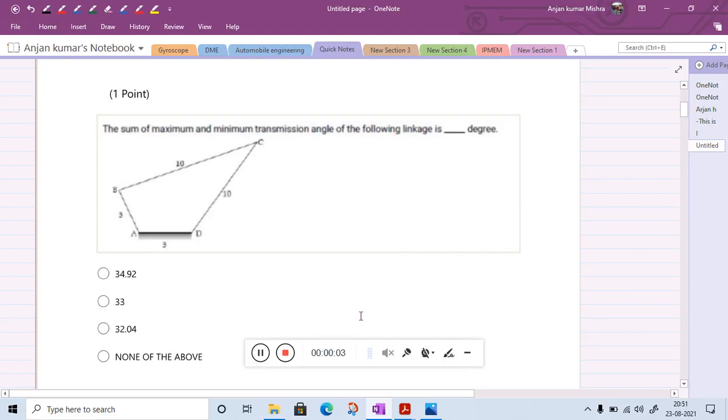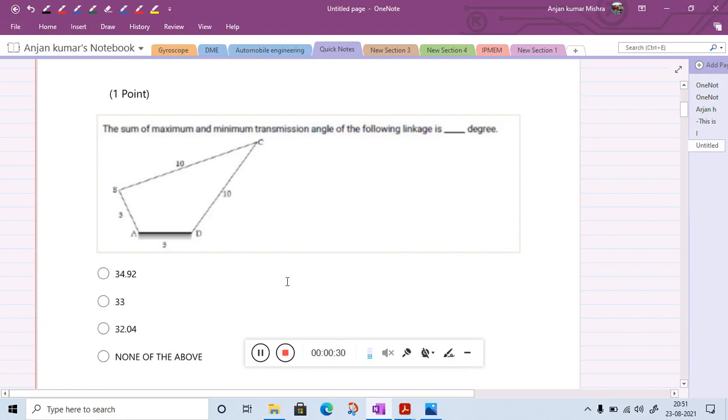Welcome to this session. In this session, we are going to solve some of the important problems related to kinematics of theories of machines. Okay, let us start. So the first question that is appearing on your screen is asking for the sum of the maximum and minimum transmission angle that we have to obtain from this linkage. So first of all, we have to see what this linkage signifies here.